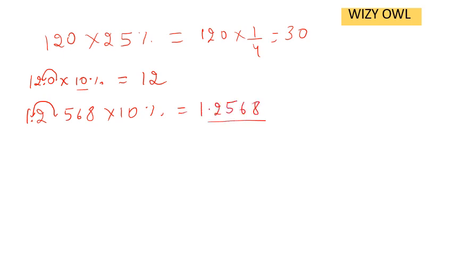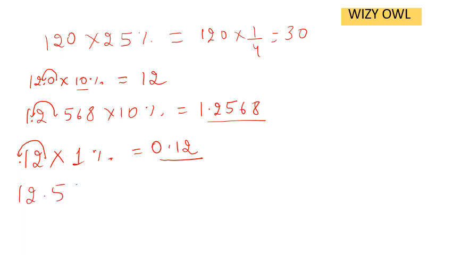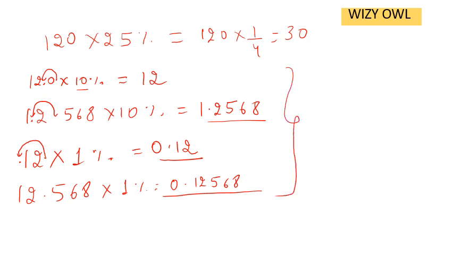It will become 1.2568. Now to find 1% of 12, we will move the decimal two places to the left, so it will become 0.12. Similarly, if you have to find 1% of 12.568, it will become 0.12568. Although till now this all appears very obvious and easy for you, this only forms the base for the multiplication tricks for more complex numbers.